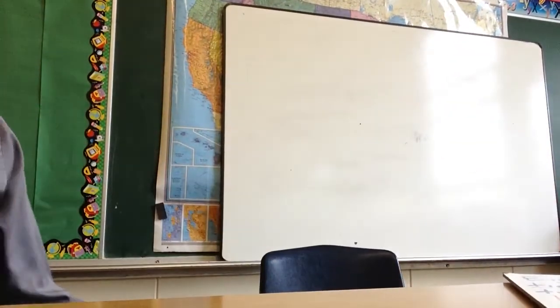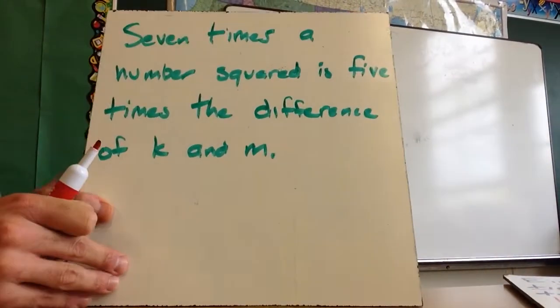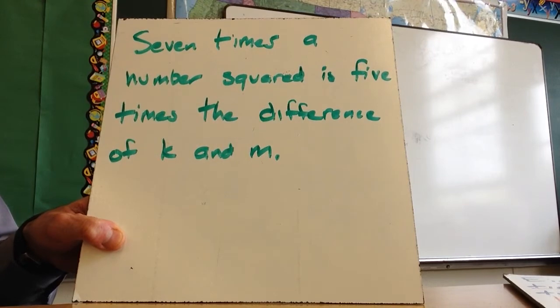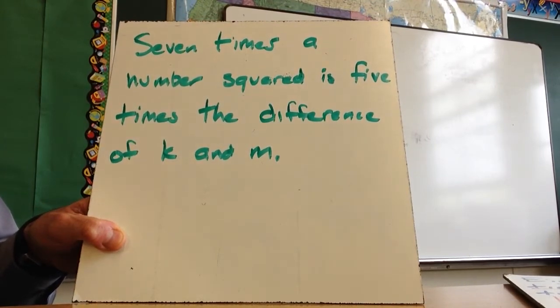All right, I'm going to have you try one. 7 times a number squared is 5 times the difference of k and m. You can pause the video at this time to practice this problem.